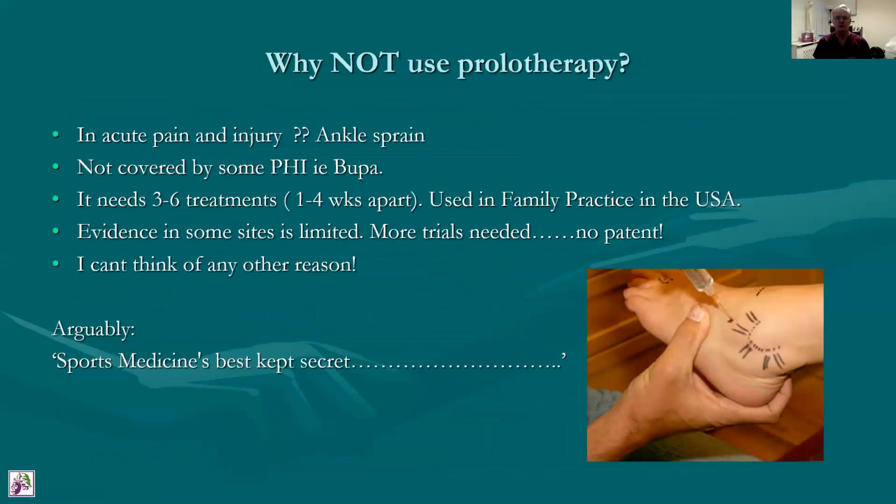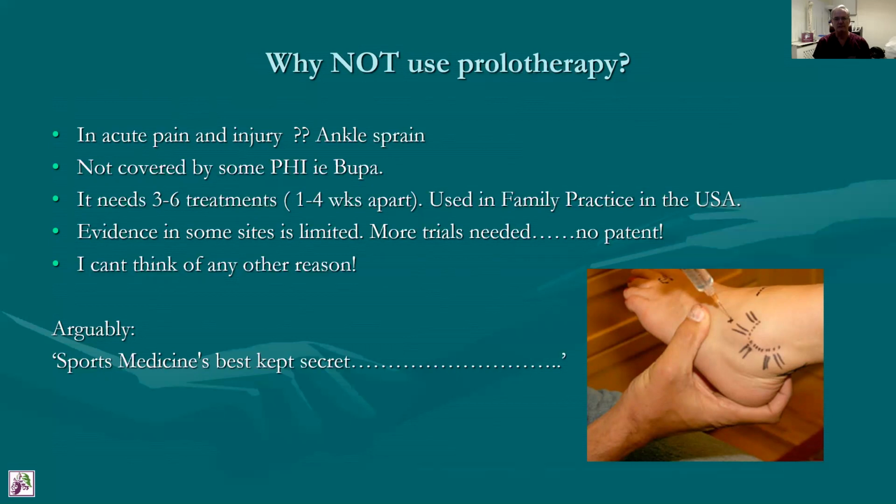So why would you not want to use prolotherapy? Maybe in an acute pain or injury, apart from ankle sprain, as I mentioned earlier. Some insurance companies, particularly Bupa, don't cover prolotherapy. It does need 3 to 6 treatments, 1 to 4 weeks apart. I tend to use 3 treatments, and if the condition is significantly improving, we can do more.